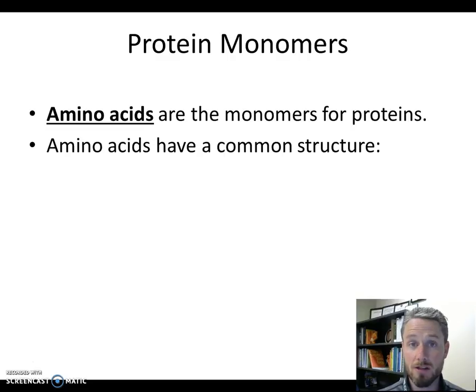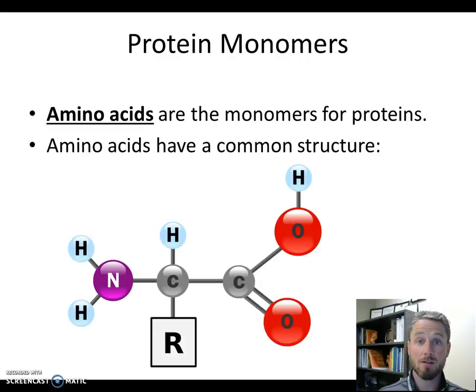Amino acids have a common structure. So let's look at an amino acid structure. An amino acid looks like this. It essentially has three major parts. One part of the amino acid is this NH2 group, the amino group.